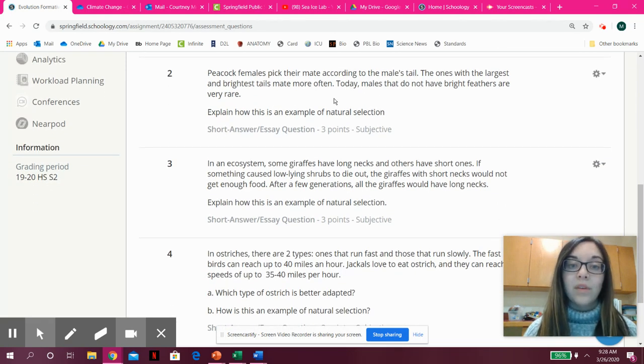Let's look at an example. Peacock females pick their mate according to the mate's tail. The ones with the largest and brightest tails mate more often. Today, males that do not have bright feathers are very rare. Explain how this is an example of natural selection.